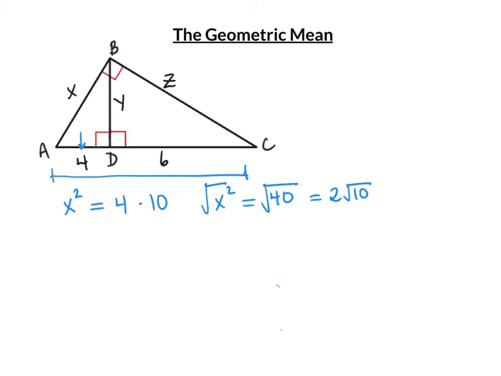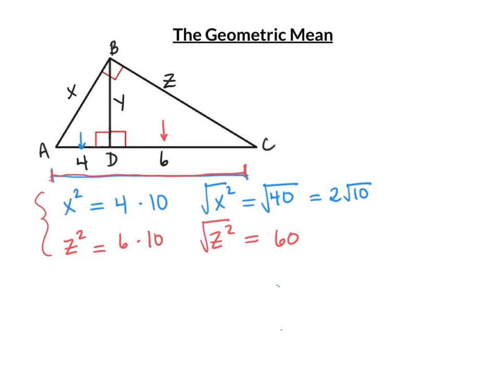Exactly the same pattern on the other side. The leg squared, that's z squared, equals the piece on its side, which is 6, times the whole hypotenuse of the big triangle, which was 4 plus 6, 10. These two are the same exact pattern on each side. The leg squared equals the piece of the hypotenuse on its side times that whole hypotenuse. I'm talking about the hypotenuse of the big triangle. This would be z squared equals 60.